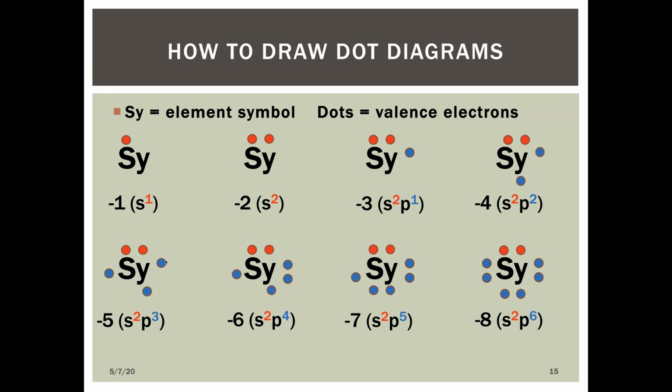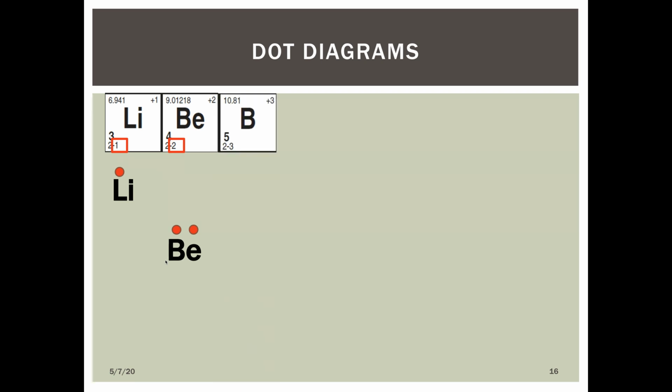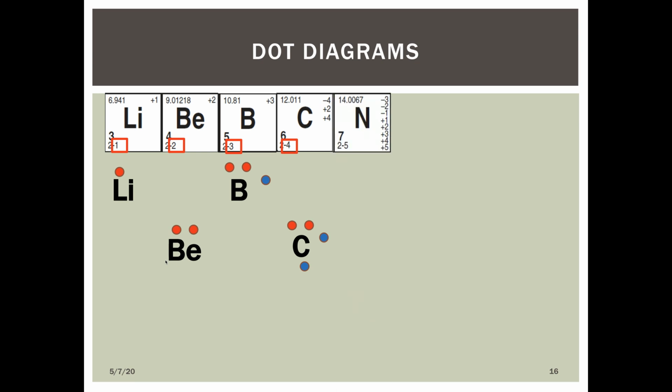So let's apply this to actual elements. Lithium has 1 valence electron, so that's its dot diagram. Beryllium has 2 valence electrons. That's its dot diagram. Boron has 3 valence electrons. So, up, down, up. Carbon has 4 valence electrons. So, up, down, up, up. Nitrogen has 5 valence electrons. Up, down, up, up, up.